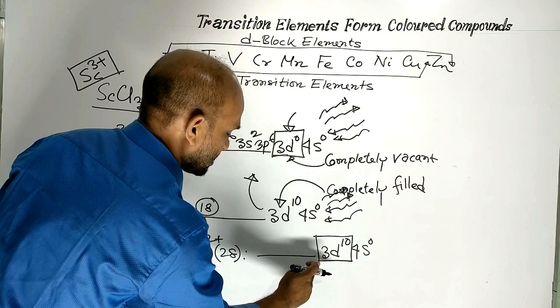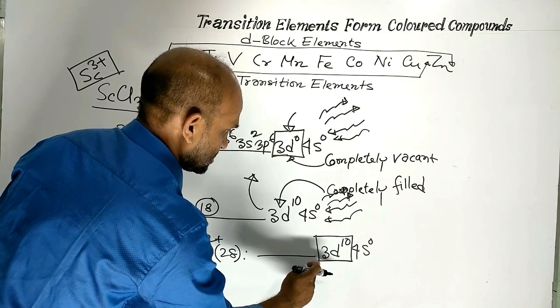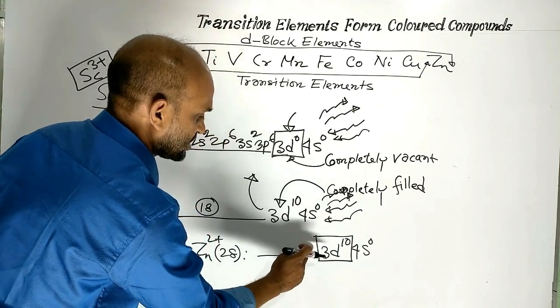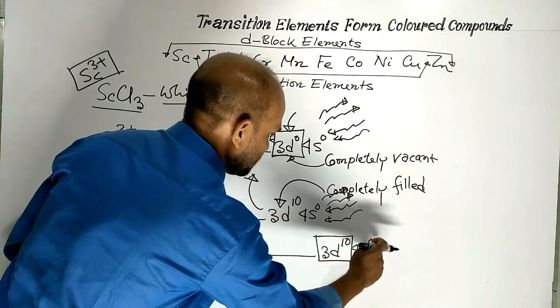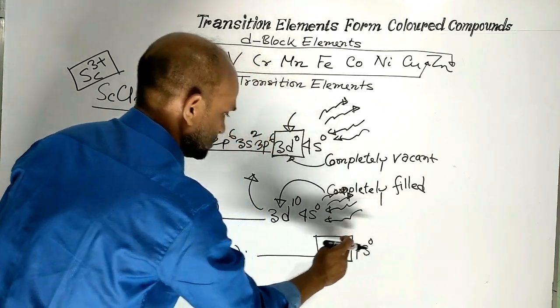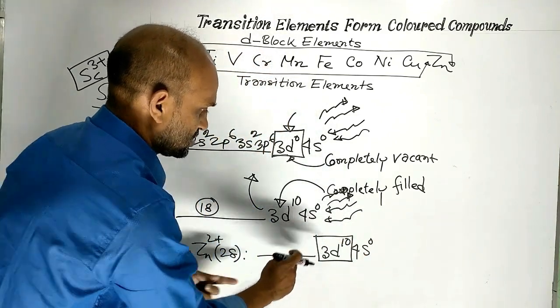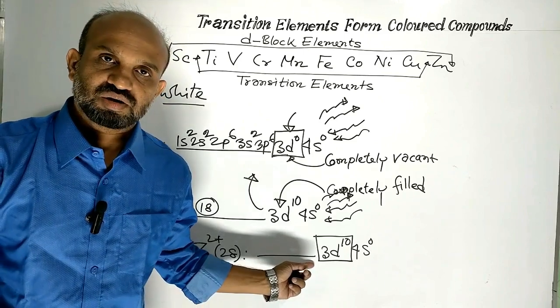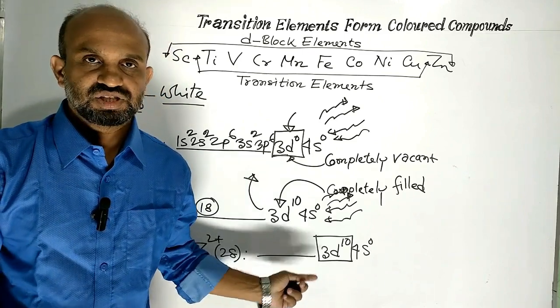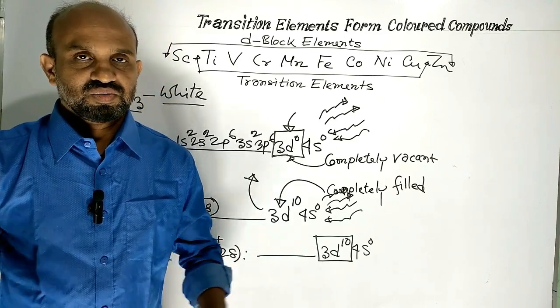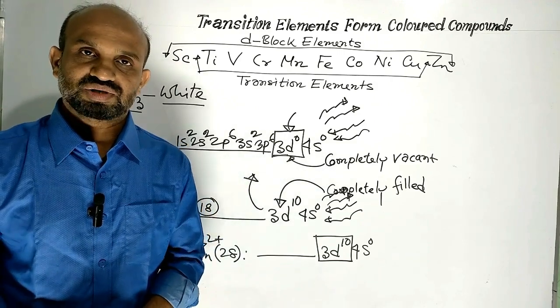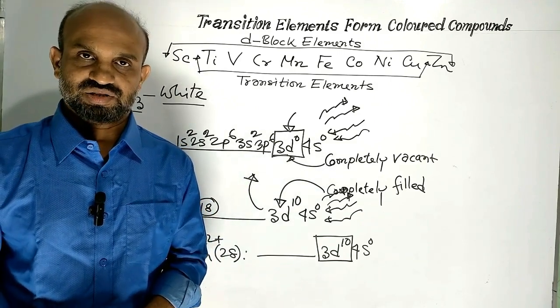Completely filled d orbitals. Here as well, there is no scope to absorb energy from the visible light region because in this case the orbitals are completely filled. This is all about the formation of colored compounds by transition elements.